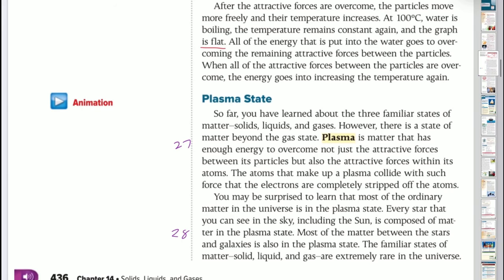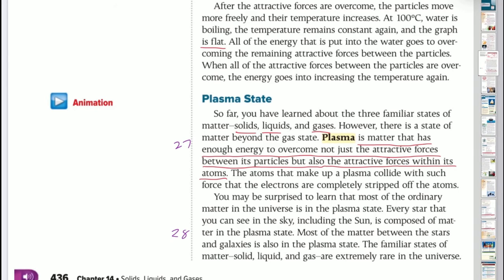So plasma state. So far you've learned about the three familiar states of matter: solids, liquids, and gases. However, there is a state of matter beyond the gas state. Plasma is matter that has enough energy to overcome not just the attractive forces between its particles, but also the attractive forces within its atoms and molecules. The atoms that make up a plasma collide with each other with such force that the electrons are completely stripped off the atoms.